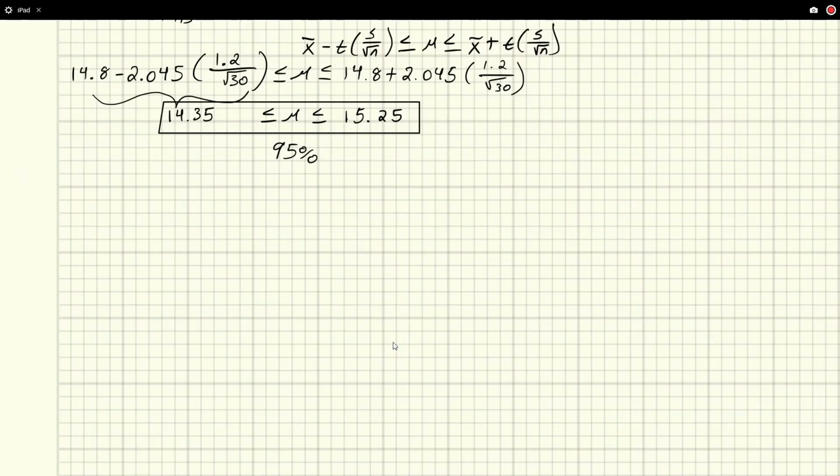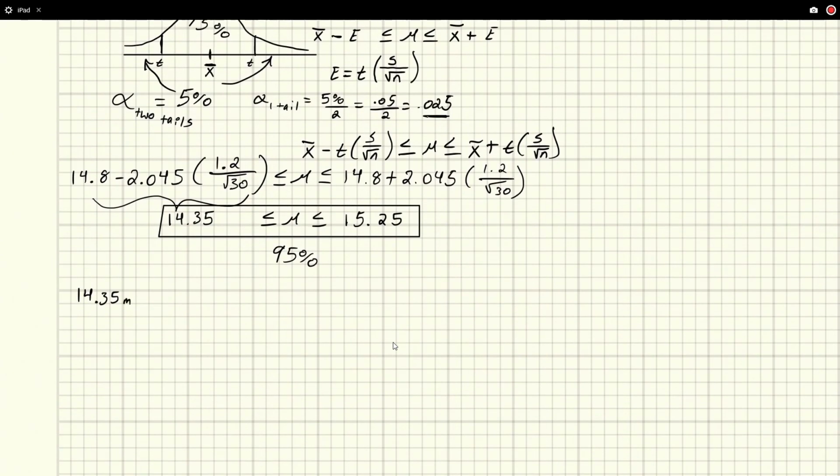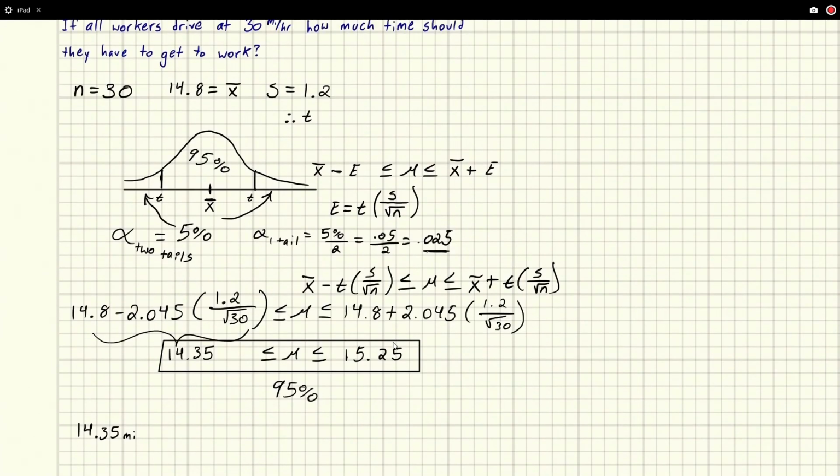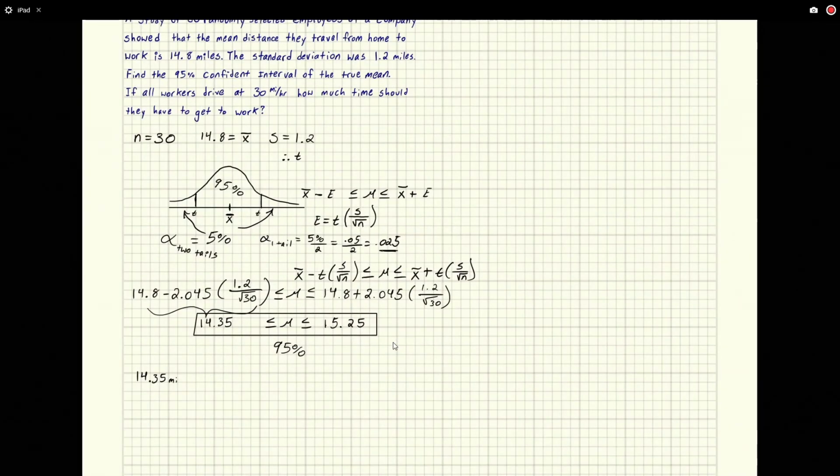So to do this, let's do the lower end first. So first we have 14.35 is the shortest distance people typically go. And that's in miles. And then we are told up here that everyone's going to be driving at 30 miles an hour.